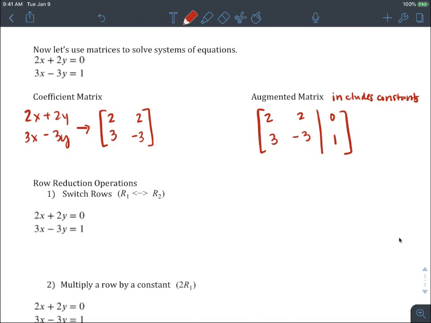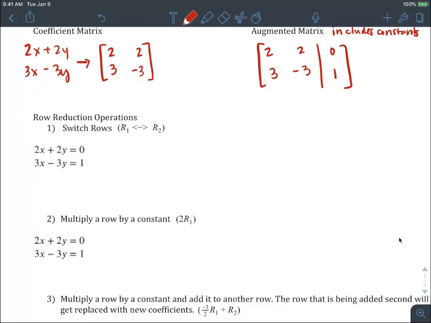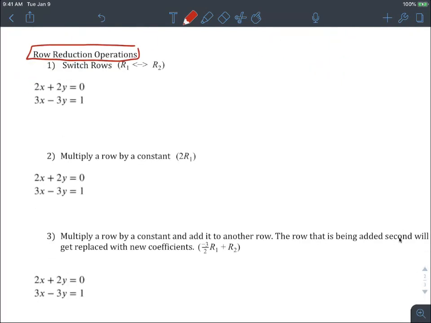Okay. So what we're going to do is we're going to look at some row operations. We only have 3 rules. So think about the rules that you can use for solving a system of equations. I can interchange the 2 equations. So like I could write this as 3x minus 3y is equal to 1 and 2x plus 2y is equal to 0. So I can switch the 2 rows.